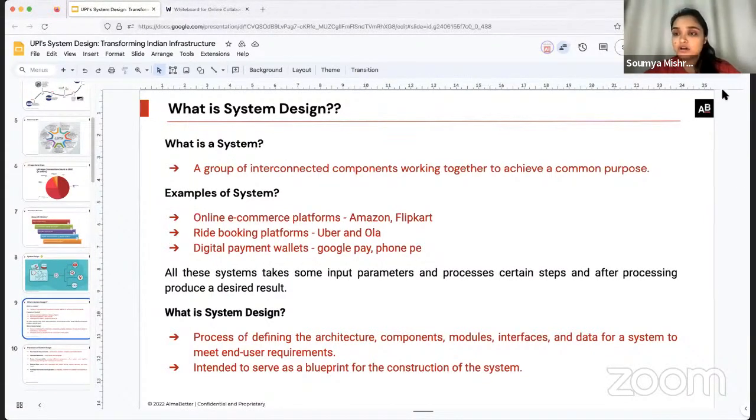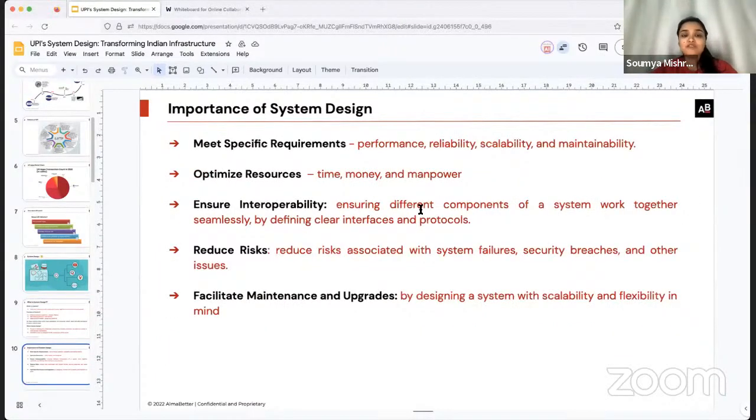We will see UPI's system design: what the different components of UPI are, how it works, the way it works, and what technology UPI uses to be what it is now. So yeah, now the importance of system design. Why is system design important?